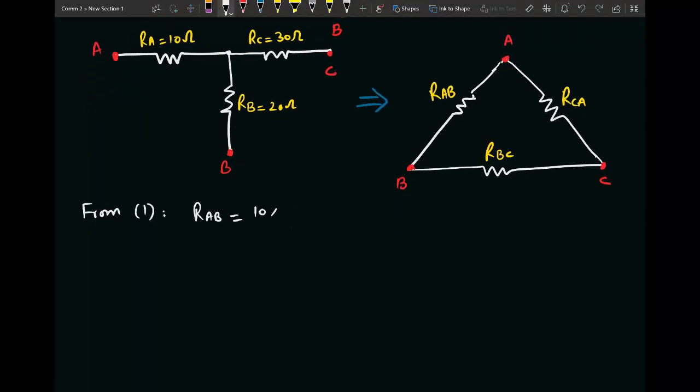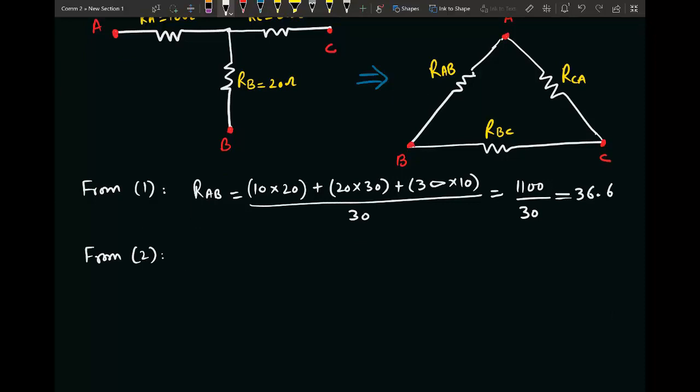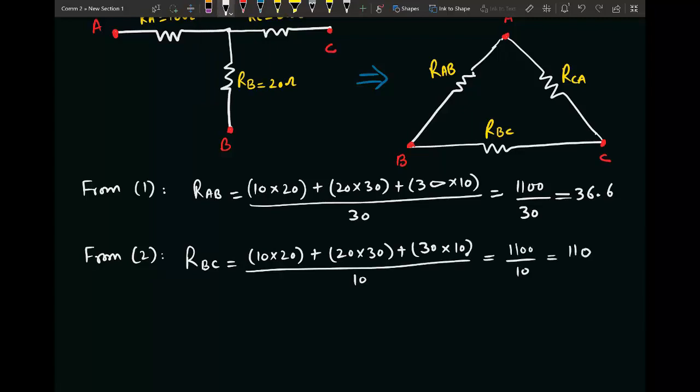From equation 1, R_AB will be equal to 36.6 ohm. From equation 2, R_BC will be equal to 110 ohm. From equation 1, R_CA will be equal to 55 ohm.